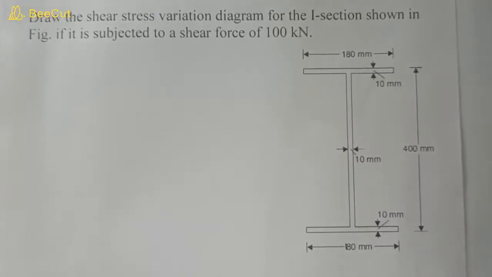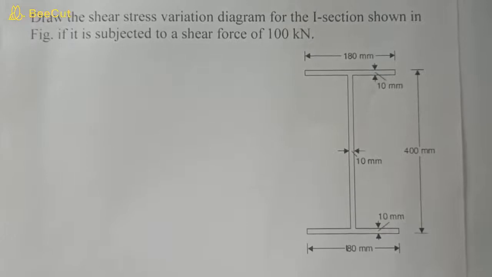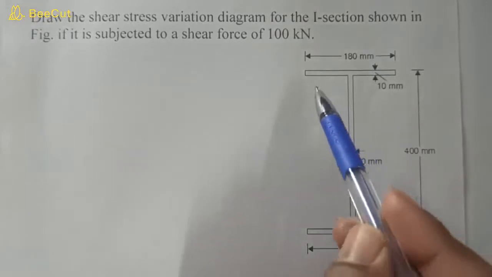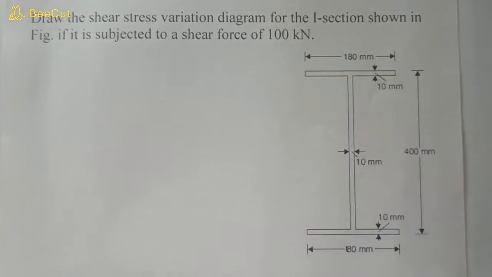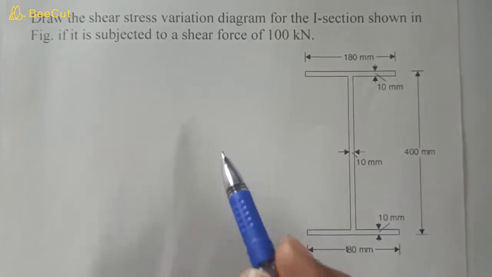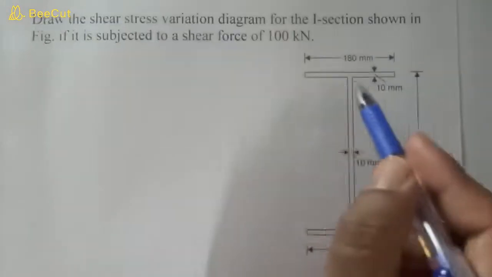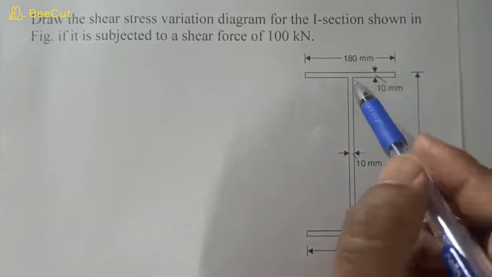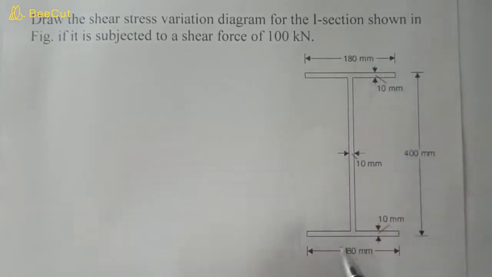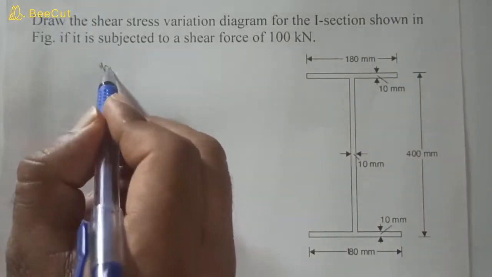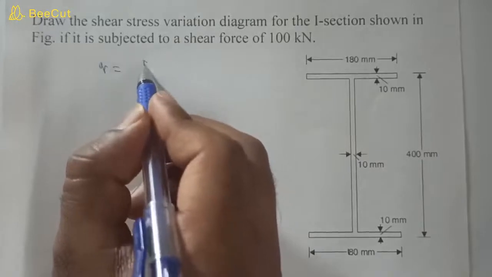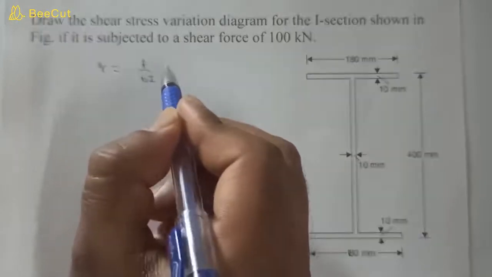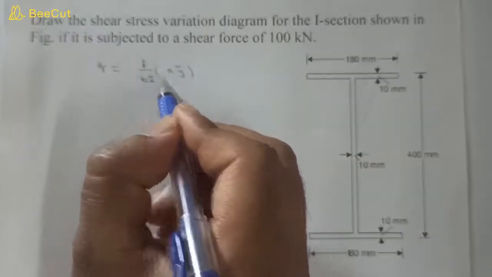In today's video we will solve this variation of shear stress across this I cross-section beam. We have to calculate the shear stress distribution across this flange, then web, then flange, and how shear stress varies across this section. We have the formula for the shear stress: q is equal to F upon B I into A into Y bar.